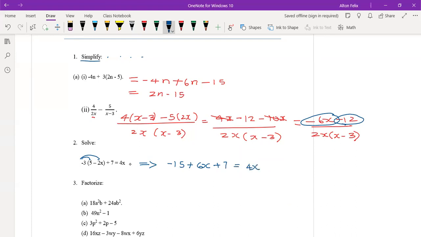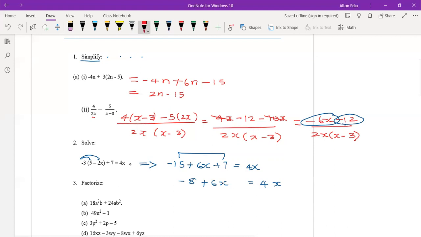So we're going to take our time with this. These two numbers here, your constants, can be simplified. Minus 15 plus 7 is minus 8 plus 6x equals 4x. So we're solving for x.